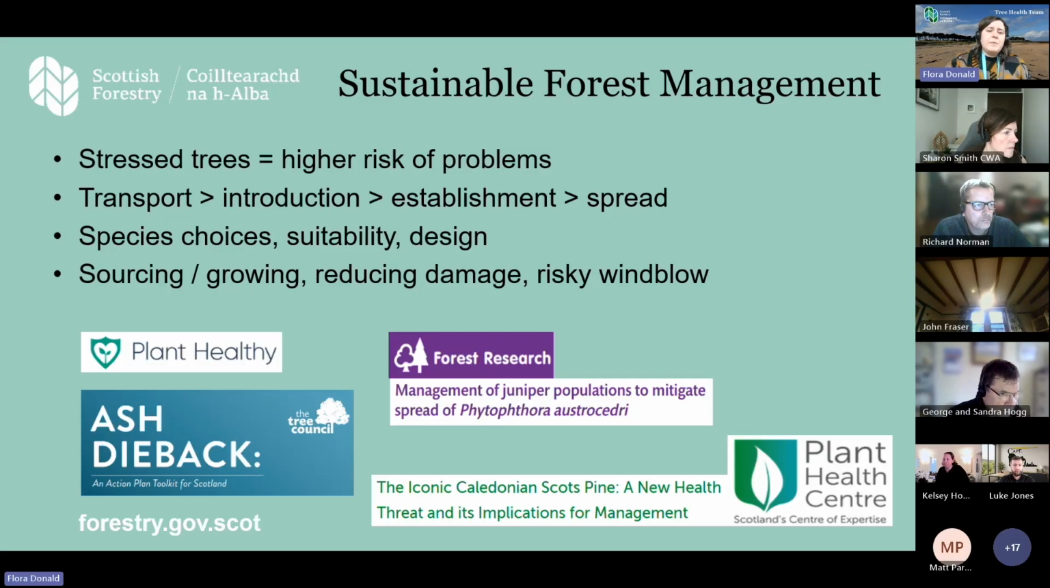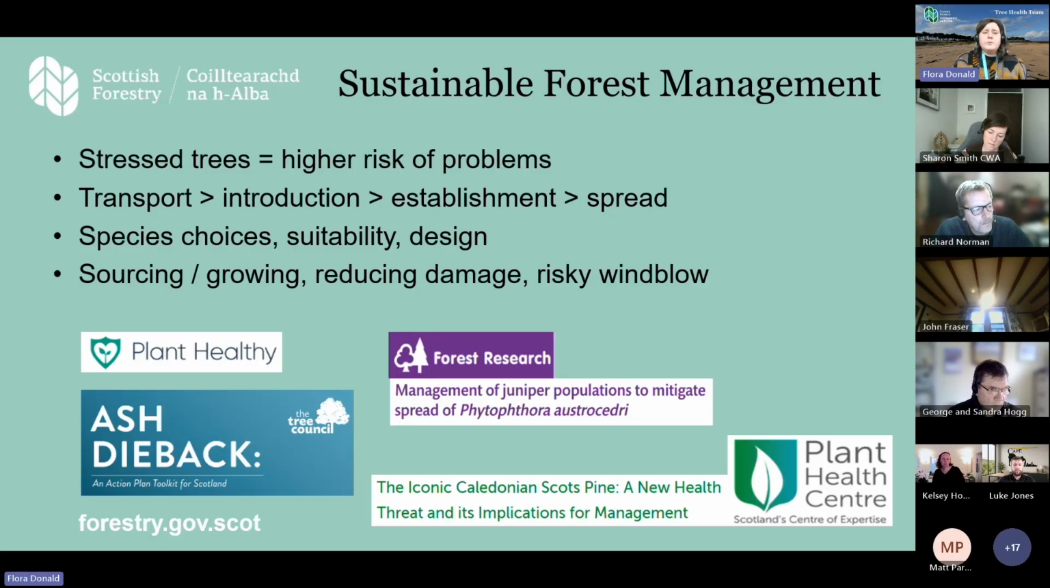As I said, it can be about reducing damage, and I'm commissioning some work this year looking at when is deadwood good and when is it risky, when does it risk populations of bark beetles coming into your site and building up. So there'll be more guidance hopefully to follow on that.